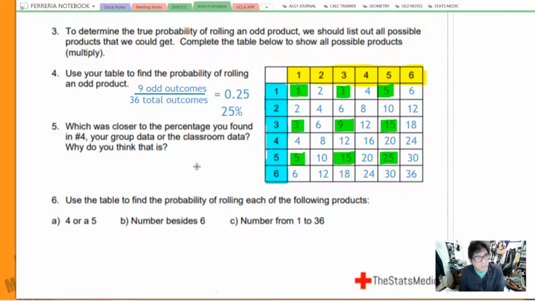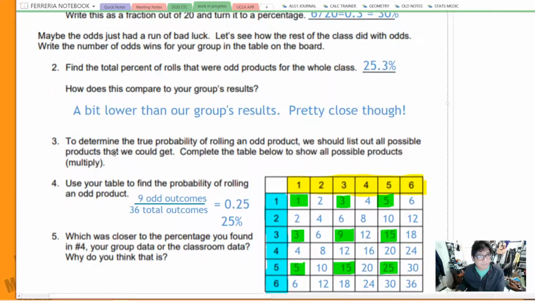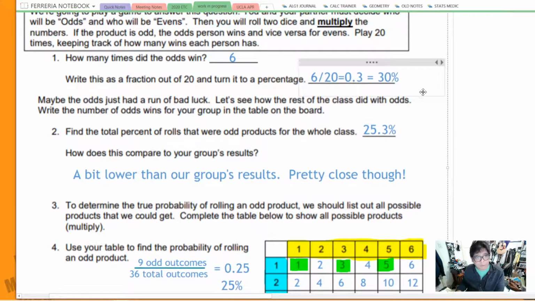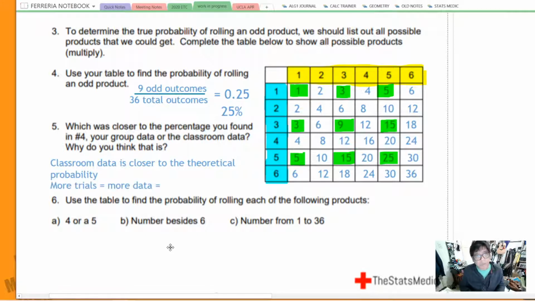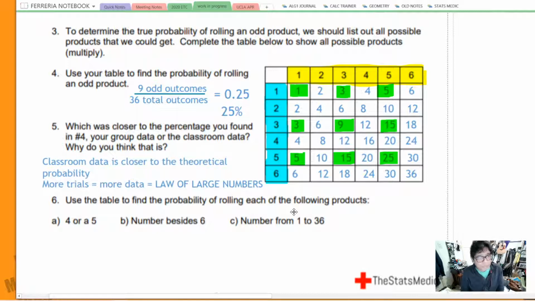So, which was closer to the percentage you found in number 4? The group data or the classroom data? Well, the group data was 30 and the classroom data was 25. So it seems as though the classroom data is closer. And why is that? Well, there were definitely more trials, which meant we had more data, which means we are more able to unlock that law of large numbers.